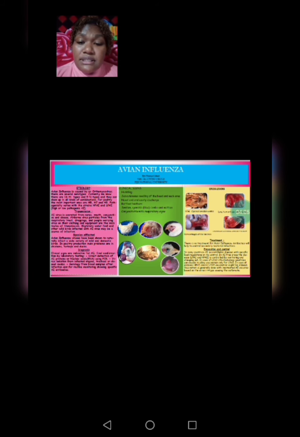For diagnosis, clinical signs are indicative of avian influenza. Final confirmation is by laboratory testing, that is direct detection of avian influenza nucleic acid RNA using PCR; virus isolation from infected organs, that is tracheal and cloacal swabs; and serology from blood samples after infection, and for routine monitoring, showing specific avian influenza antibodies.